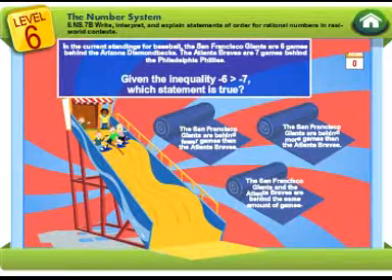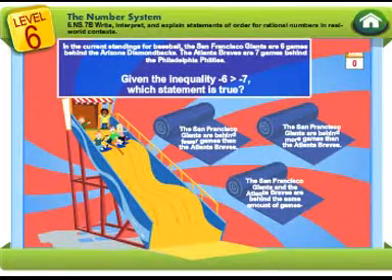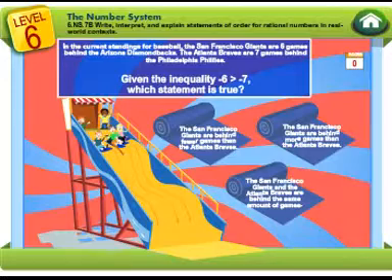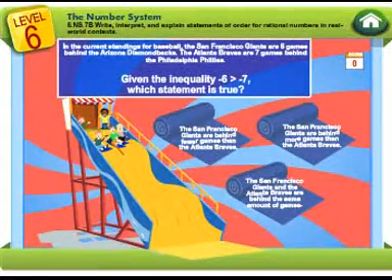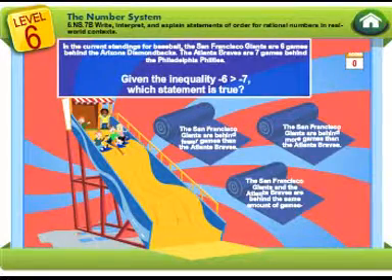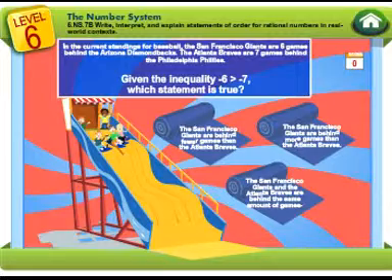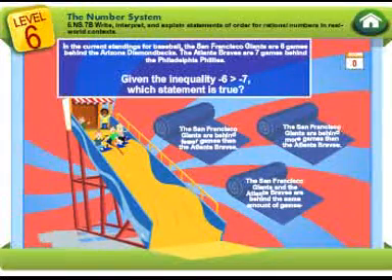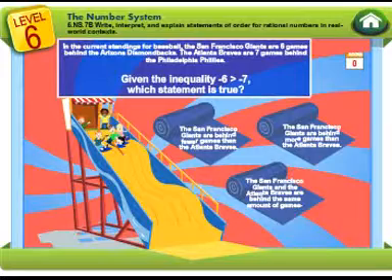In the current standings for baseball, the San Francisco Giants are 6 games behind the Arizona Diamondbacks. The Atlanta Braves are 7 games behind the Philadelphia Phillies. Given the inequality, negative 6 is greater than negative 7, which statement is true?